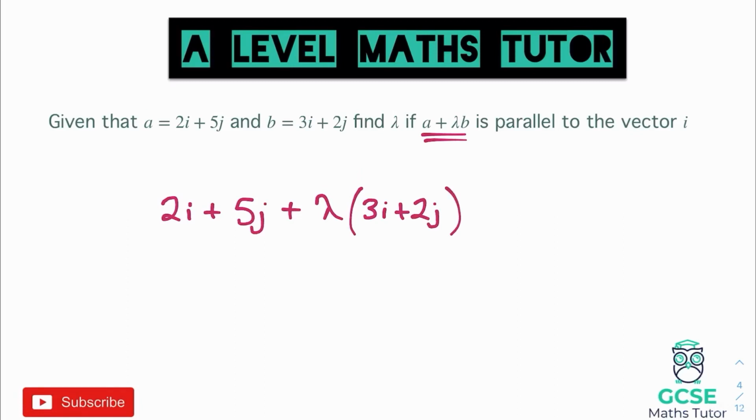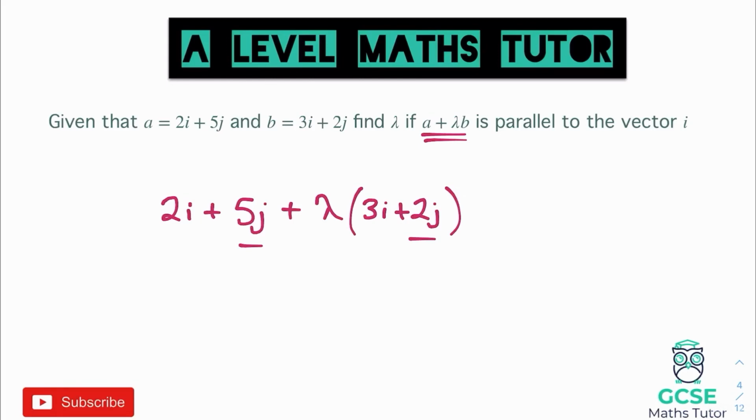There we go. Now, if we think about this logically, it says it's going to be parallel to the vector i. So if we have a look at this here, at the moment we've got some j's in there. We've got this j on the left, which is 5j, which is going up by 5, and then we've got this one here, which is going up by 2, but of course there's a multiple of that that's going to move it up potentially more or less than 2.